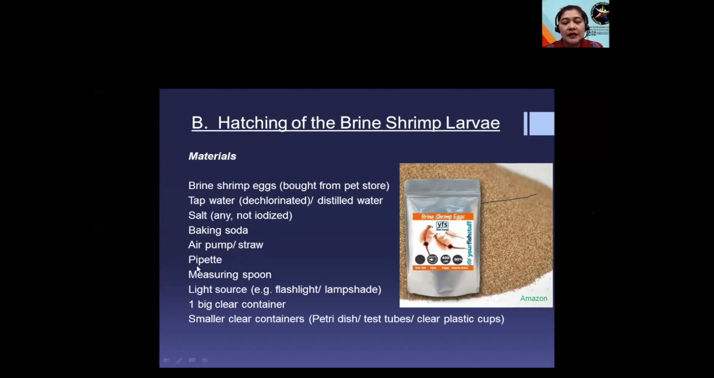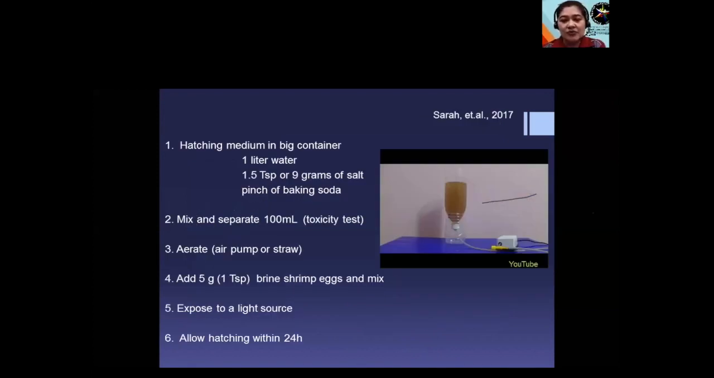Or, and sorry, we have a pipette. We can make use of a pipette. And the measuring spoon, of course. A light source, probably a flashlight or a lampshade will do. And one big clear container na gagamitin natin para sa hatching medium natin. And the small clear containers. Pwedeng Petri dish, pwedeng test tube, pwedeng plastic cups. Nung ginawa po namin to, ang ginamit po namin na plastic cups ay yung lalagyan ng ketchup sa McDo. Kaya madali lang din po siyang i-acquire. So ang gagawin natin, unang-una, hatching medium.